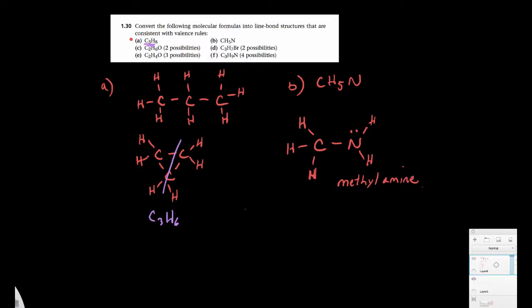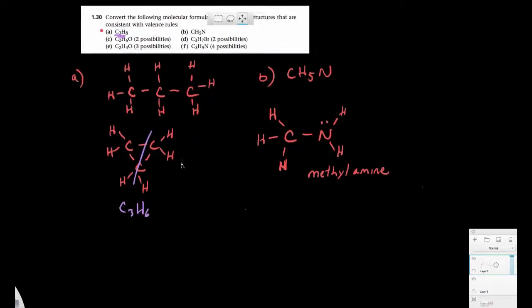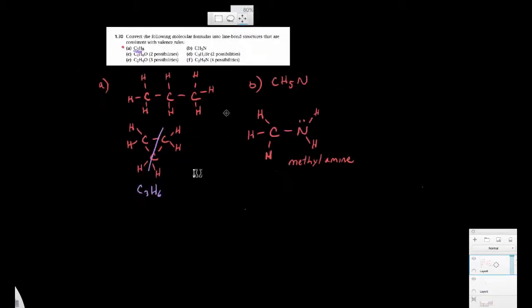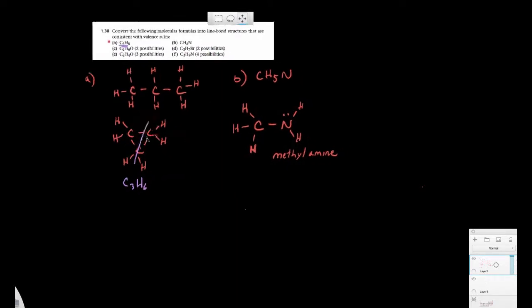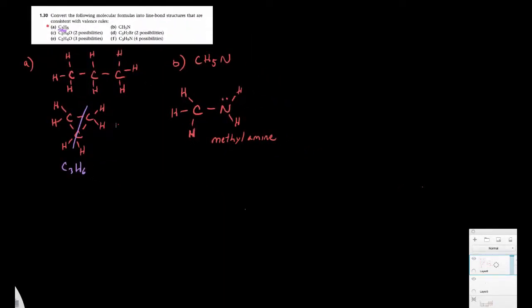Okay, so let's move these guys over. And actually, I'll just shrink that a little bit and move it over here, make room. So C2H6O, and there are 2 possibilities here. So let's, again, start with the carbon atoms and the oxygen atom, and then we'll fill in the hydrogens later.